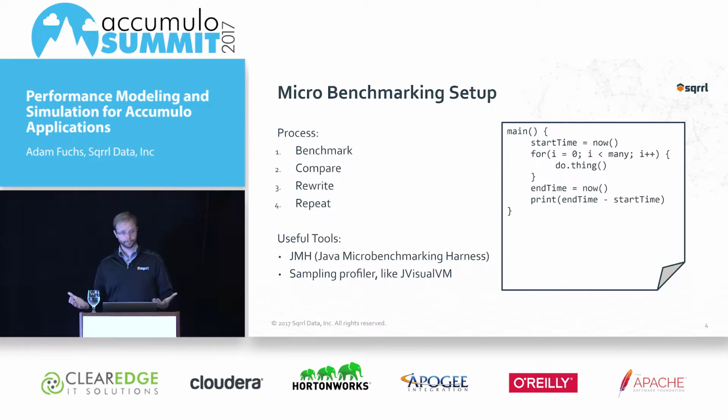To do a micro-benchmark, you basically write a program that looks like this, right? You measure the start time, do many iterations over something, measure the end time, and print it out. This is the simplest micro-benchmark that you can write, and there's not much to it. This is basically almost compilable code here.